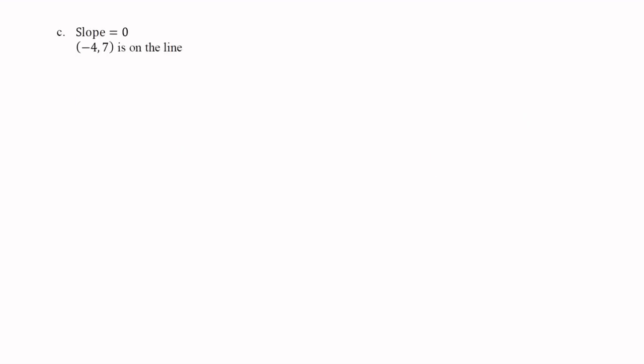If the slope is 0 and we have the point (negative 4, 7), again, the process is the same. Plug in your point, plug in your slope. We're going to get 0 times the quantity on the right side, which is just going to be 0, and then we add 7 to each side.